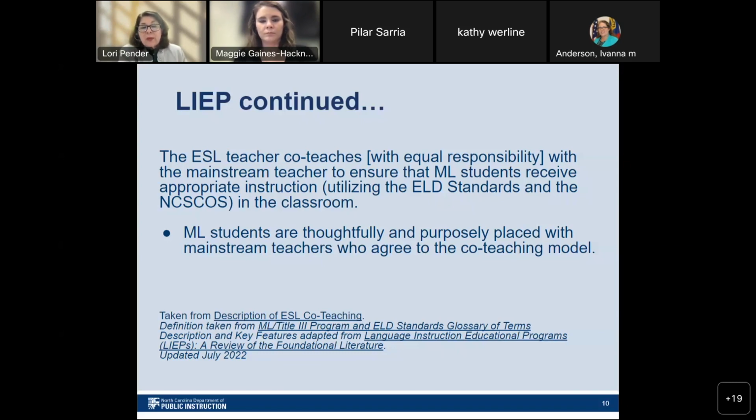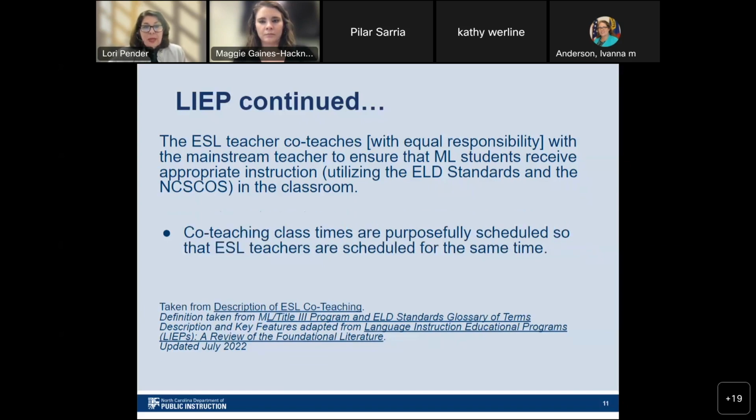The first bullet: multilingual learners are thoughtfully and purposefully placed with mainstream teachers who agree to the co-teaching model. That's in a perfect world, but we hope those schools who have that administrative backing and understanding about co-teaching would be purposefully putting those students in classrooms where those teachers have agreed to co-teach and are willing to work on that collaborative relationship.